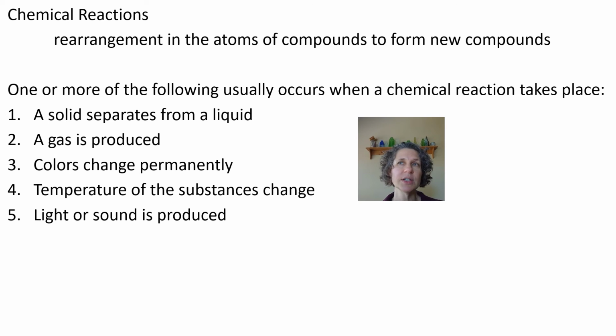In a chemical reaction, typically the bottom line is that you have a rearrangement of the atoms in compounds to form new compounds. When a chemical reaction has taken place, when you have a new compound, you will typically be able to observe one or more of the following. You will see a solid that separates from a liquid. We will call that a precipitate. A gas is formed. We will see that as bubbles. The colors change permanently. Sometimes they'll change but then go back to the original fairly rapidly. If they stay a different color, that's a chemical reaction.